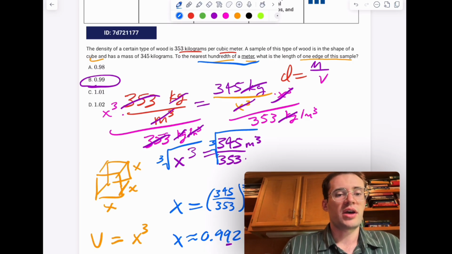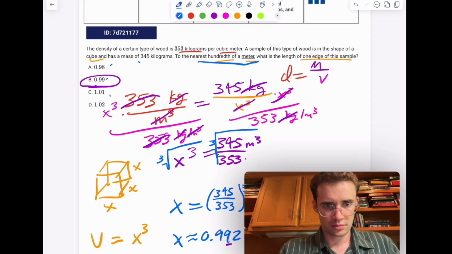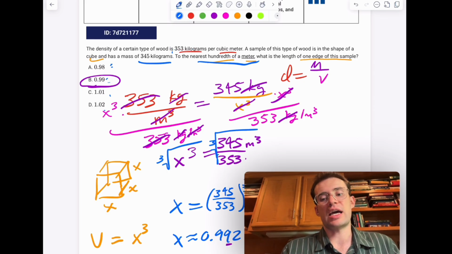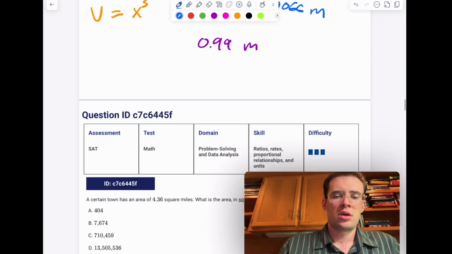Now if you don't feel comfortable doing all this stuff, you could just cube all of these answers to find all the different possible volumes, and then use them as divisors. So divide the mass, 345 kilograms, by each of the volumes that would come from these side lengths, and then see which one is closest to 353. And since this is a rounded value, none of them will be exactly 353, but you'd find that the 0.99 will be the closest.